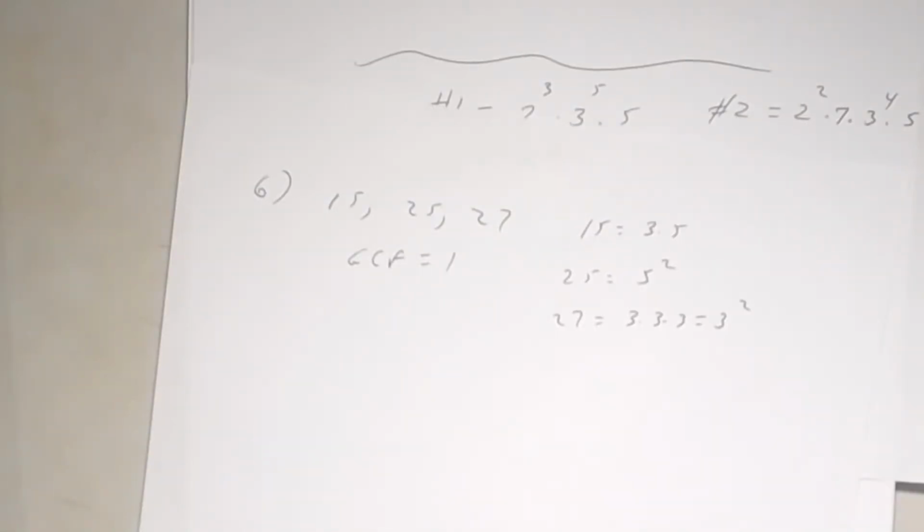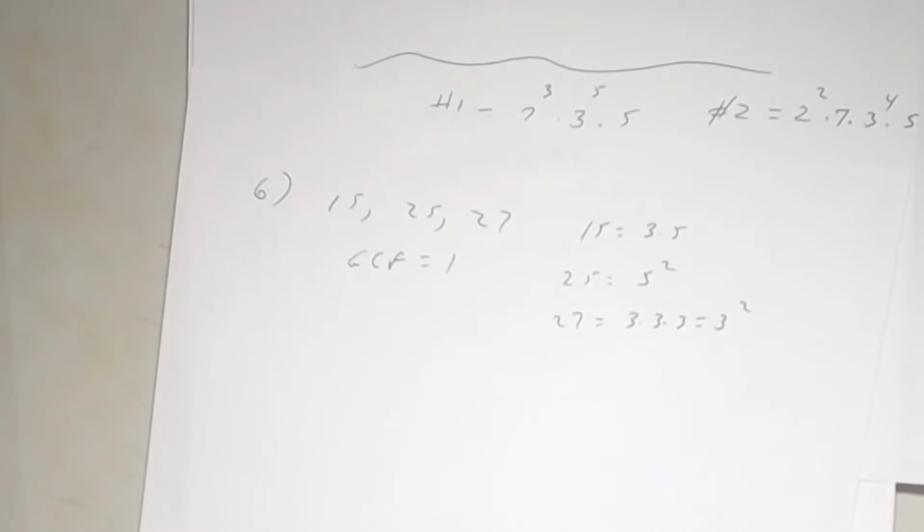Now, remember, greatest common factors, what do all have in common? I see a 3. Is there a 3 in all of them? No. I see a 5. Is there a 5 in all of them? No. So right away, the GCF is only what number? 1. GCF is 1.